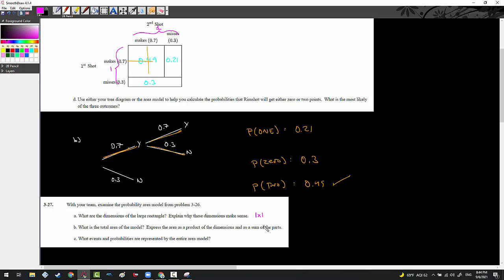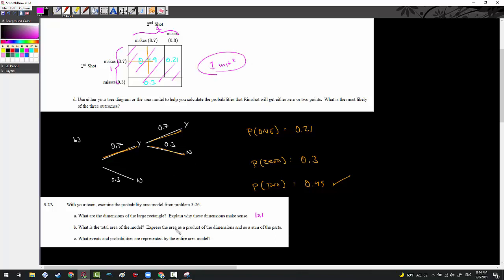And it should make sense because when we're looking at this thing in total, the entire area of all of this is 1 square unit, 1 unit squared. And so that would represent 100% of probability. In other words, the probability that any one of these events would happen. And that's what's going to happen if we add up all of the areas of this thing. And so from here, what is the total area of the model? Well, the total area of the model is 1 unit squared. I just wrote that down right here.